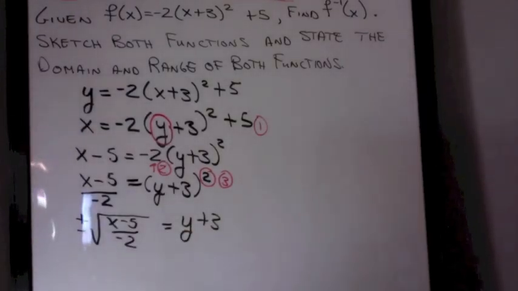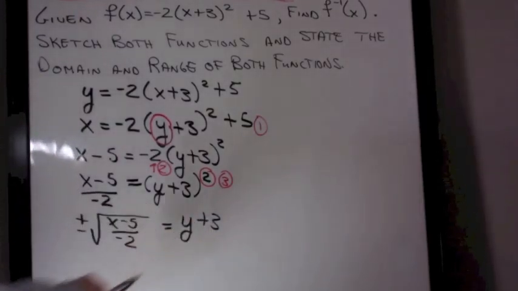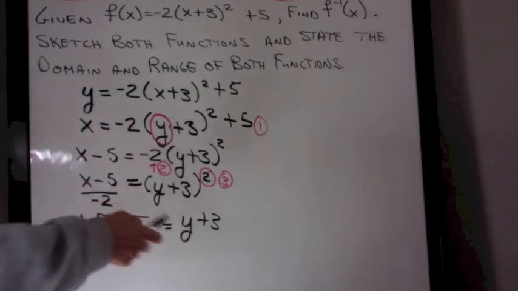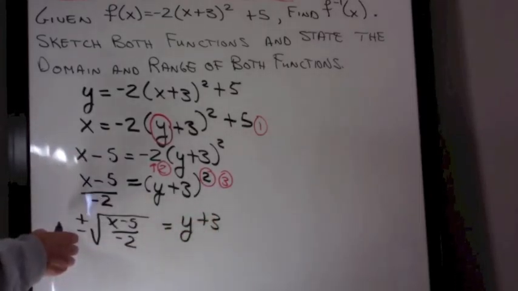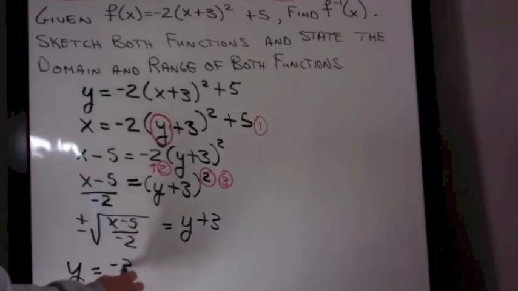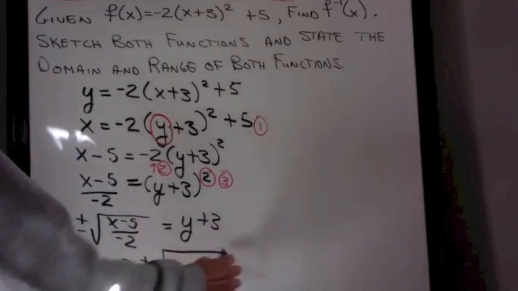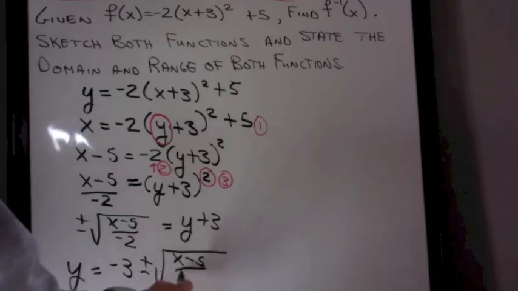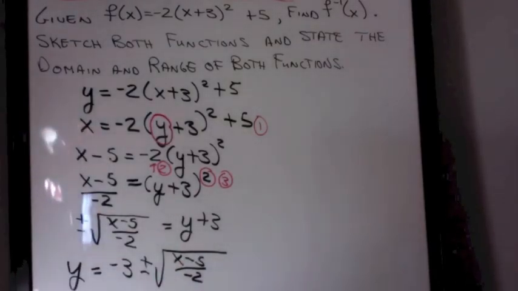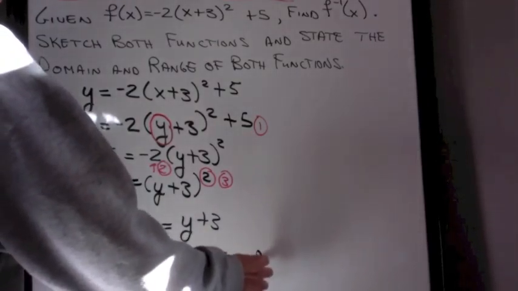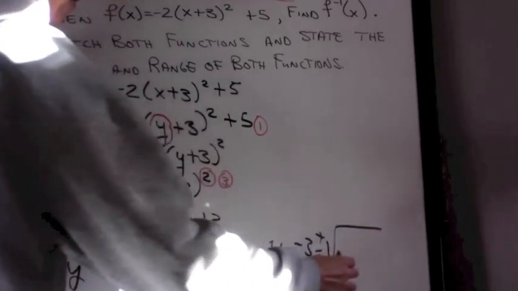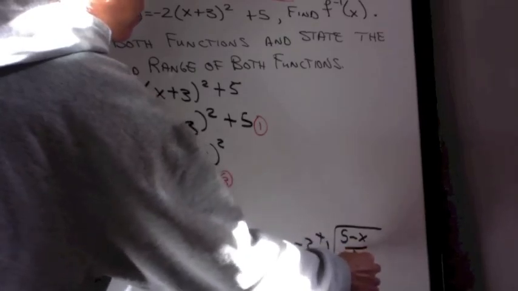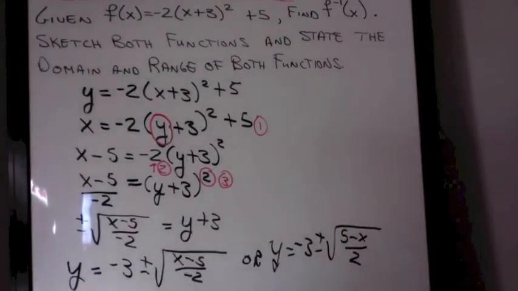And then finally, to get y by itself, this 3 has to go to the other side. It will become a negative, and I'm going to turn this all around instead of having the y over there. Think of it as the 3 going to the other side, so it's going to be a negative, but I'm going to write it as y equals minus 3 plus or minus the square root of x minus 5 all over negative 2. And again, if you don't like these signs in here, it's the same thing as saying y is equal to minus 3 plus or minus, turn everything around, the square root of 5 minus x all over 2. And then the last step, simply replace this with f inverse.